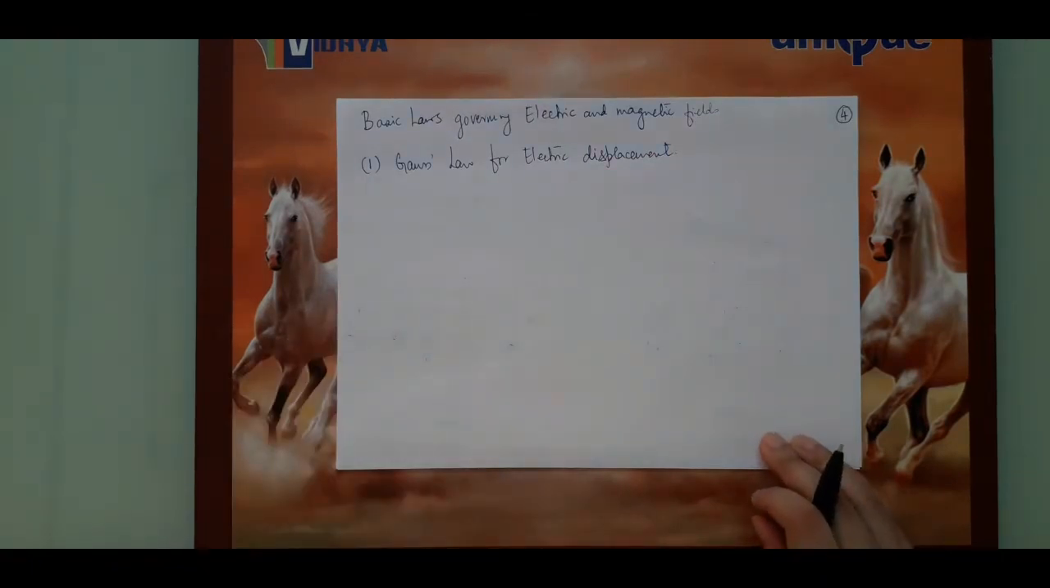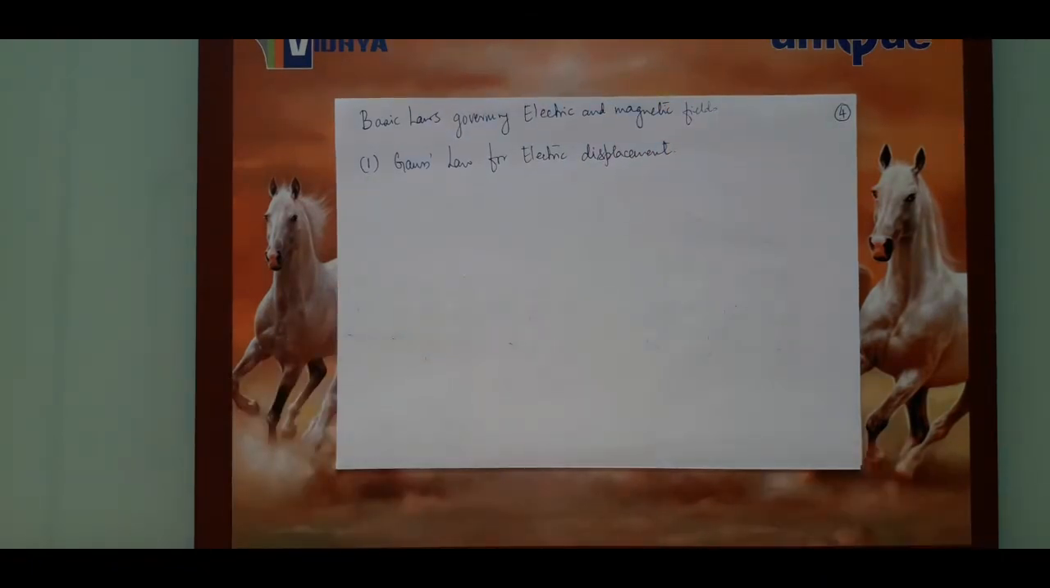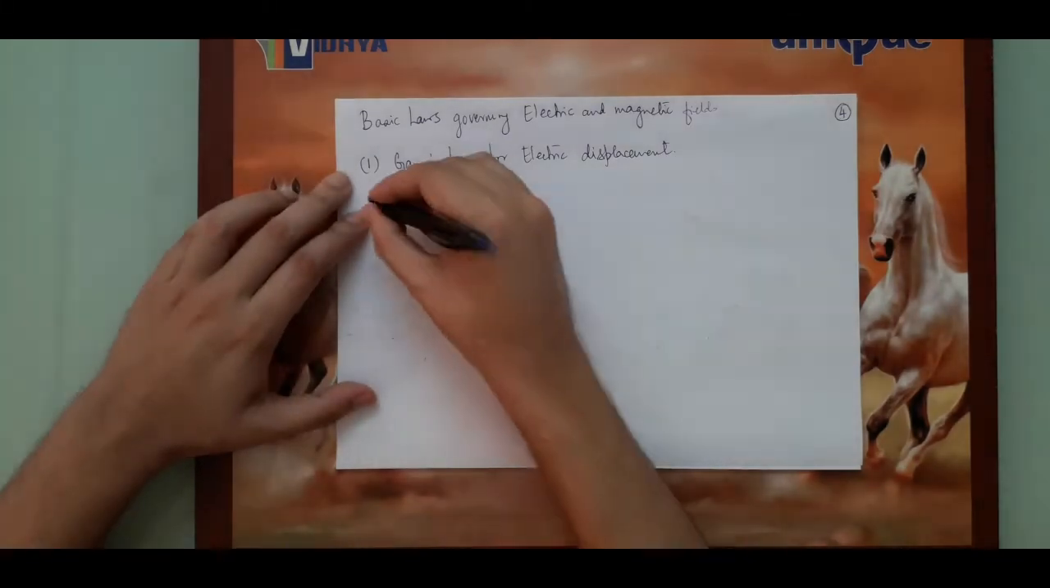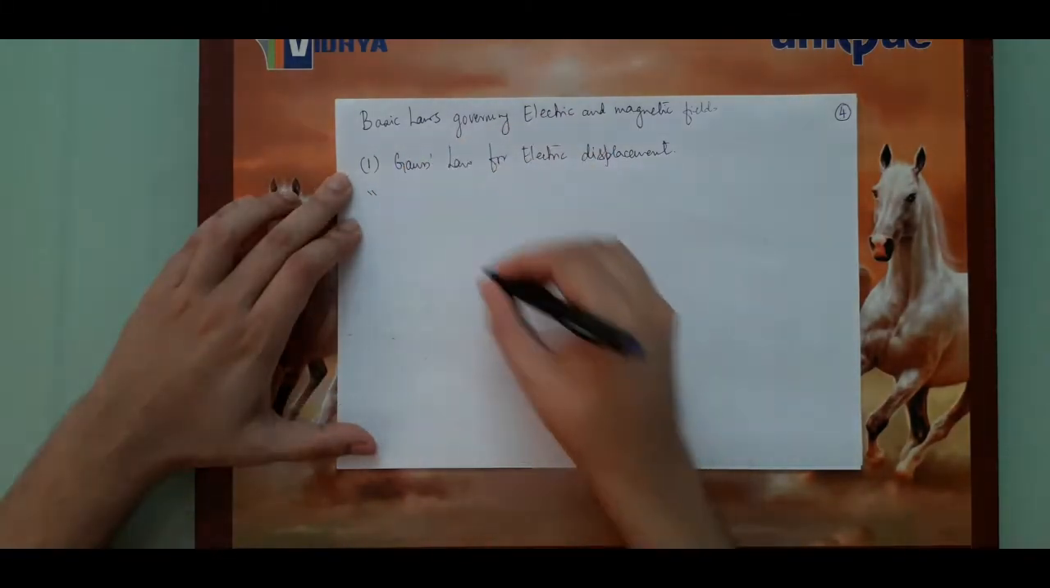The Gauss's law for electric displacement states that the total outward electric displacement through a closed surface equals the total charge enclosed by that surface. So in words, that is this.